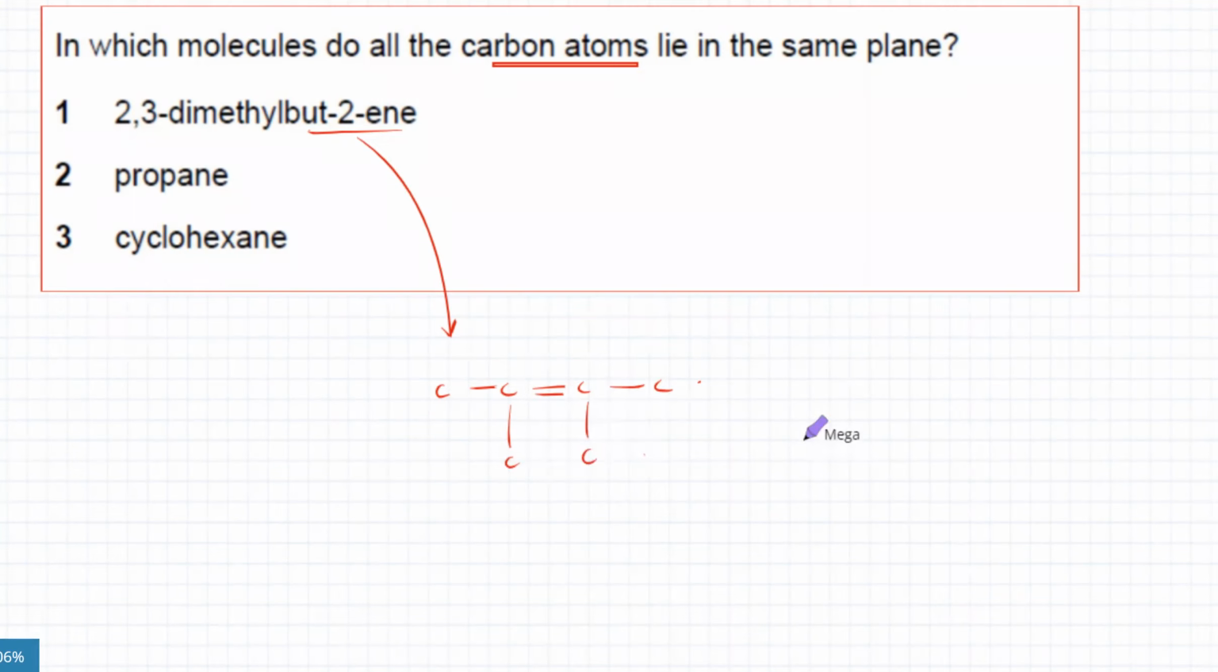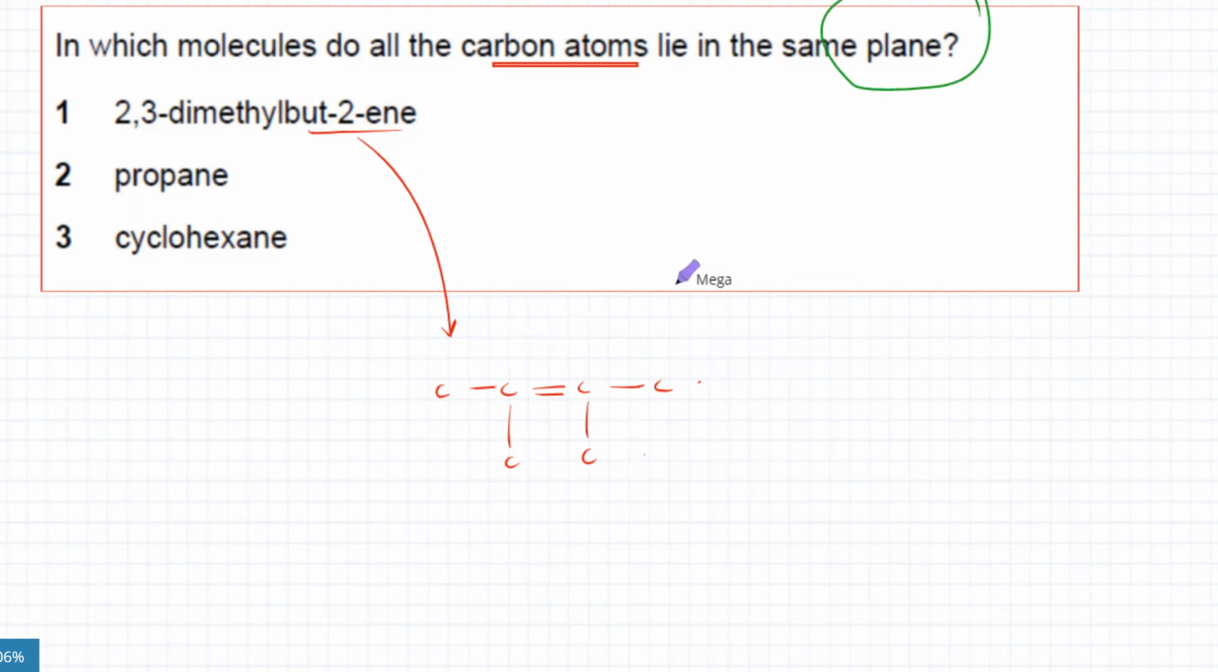Now, I'm not going to draw all the hydrogen atoms because the question is specifically about carbon atoms. So I'm just going to leave it there. I don't care what this carbon is bonded to. I'll just focus on these carbon atoms. I'm going to ignore all the other atoms. So the question is, what would be the shape? Is it planar or not? Do they lie in the same plane or do they not lie in the same plane?